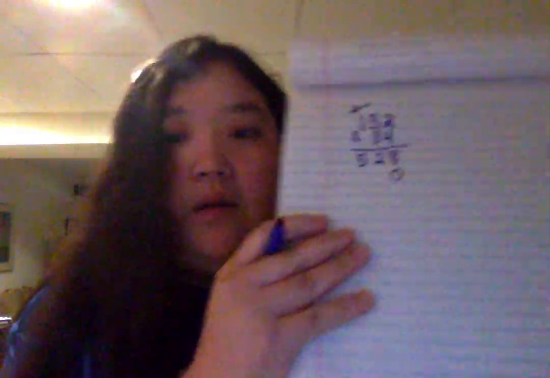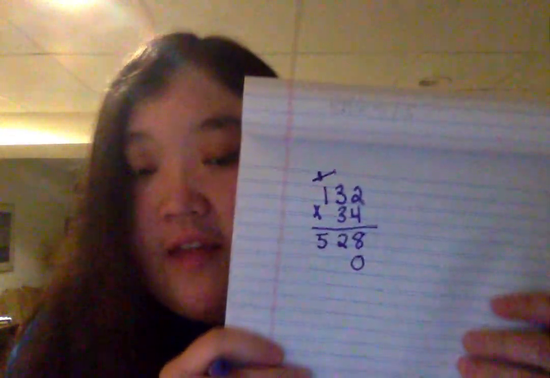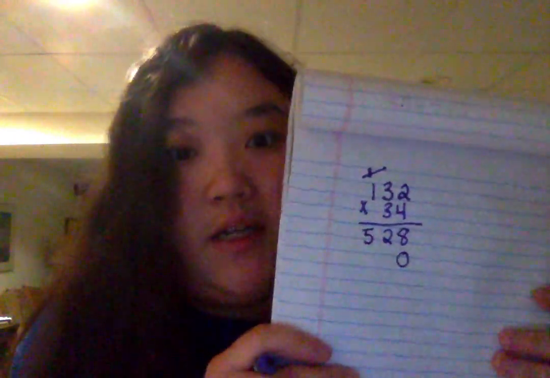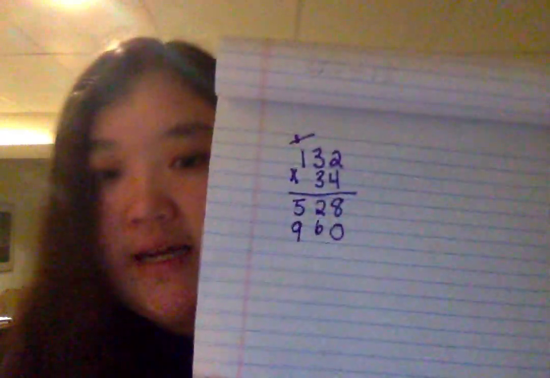Then you're going to put a 0 underneath before you do any more multiplication. Then you're going to take the 3 in 34 and multiply it by the digits in 132. So 3 times 2 is going to give me 6. 3 times 3 gives me 9, and 3 times 1 is going to give me 3.